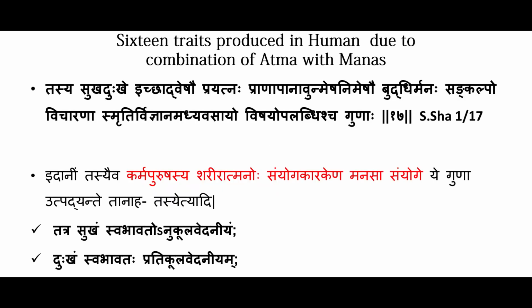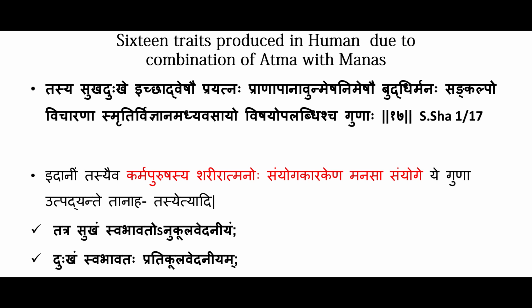16 traits produced in the human body due to the combination of Atma with Manas. This is the verse given by Acharya Sushrut, and it is similar to Charak as we have discussed. Here he says, Tasya sukh dukhe ichha dvesho prayatna prana apana unmesha nimesho buddhir mana sankalpo vicharana smriti vigyan vishayopalabdhishcha, karma purushasya sharira atmano sanyoga karanena manasa sanyoge ye guna utpadyante. It means all these traits develop in the human body only when the Atma gets combined with the Manas.